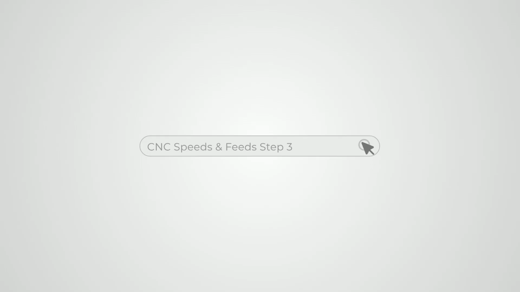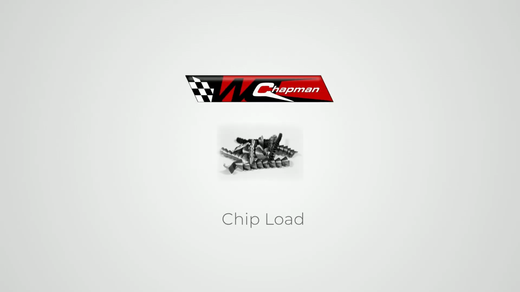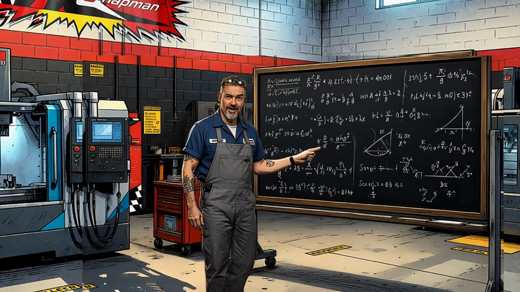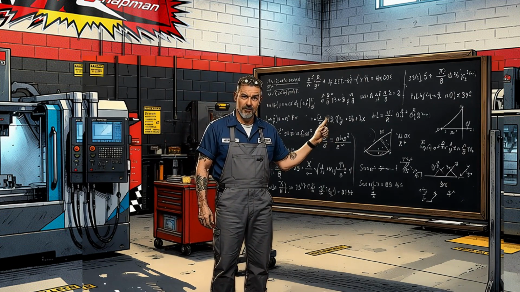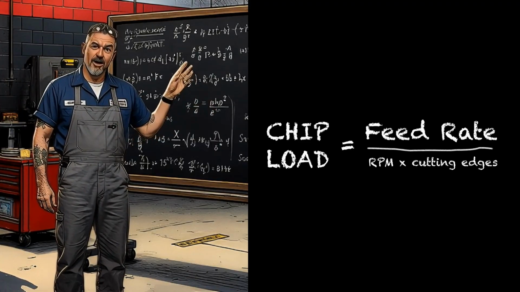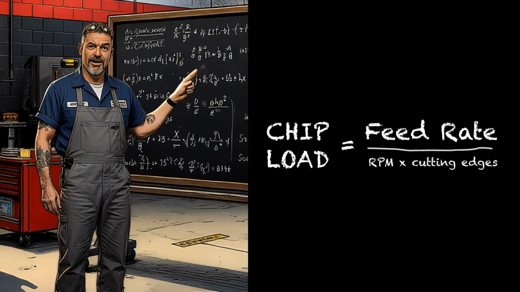Last but not least, our third number to consider is chip load. Chip load is how much material each cutting edge removes per revolution. The formula, chip load equals feed rate divided by RPM, multiplied by the number of cutting edges.